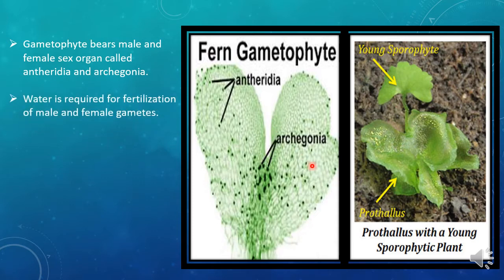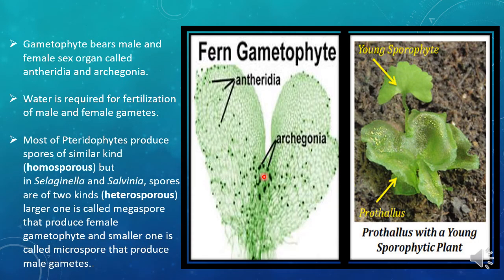Water is required for fertilization of male and female gametes. As I have said earlier, water is required for fertilization because the male gamete has to swim towards the female gamete. The fertilization takes place in archegonia, and the zygote and embryo will be developed in the archegonial structure. Most of pteridophytes produce spores of similar kind, homosporous, but in Selaginella and Salvinia, spores are of two kinds, heterosporous.